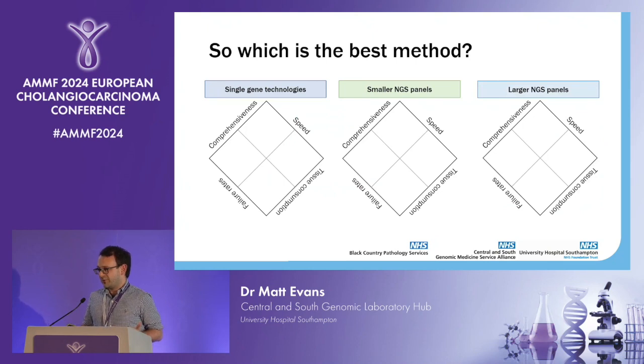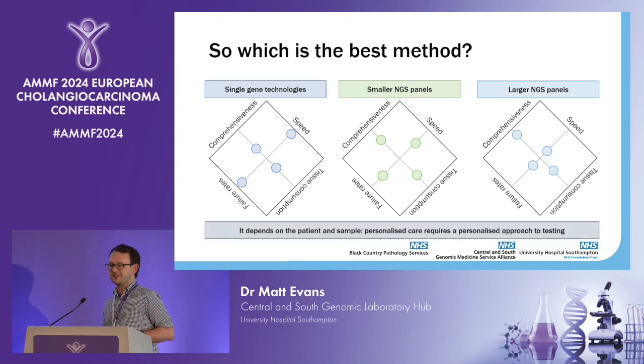So if you ask the question, which is the best method for profiling a cholangiocarcinoma, my cynical answer would be it's kind of a silly question in a way, because these technologies differ in so many respects and have such different strengths and weaknesses that I don't think you can really definitively say one is the best, another is the worst. It really depends on the scenario. This sounds a bit cliche, but I think personalized care requires a personalized and tailored approach to testing and profiling.